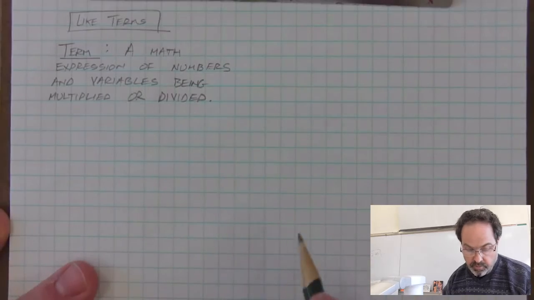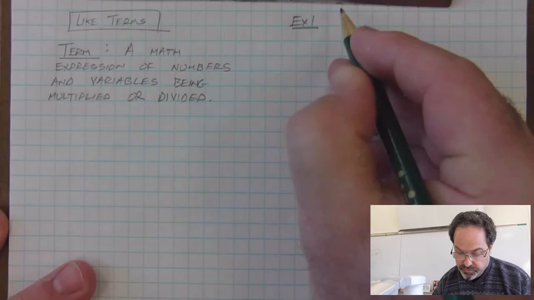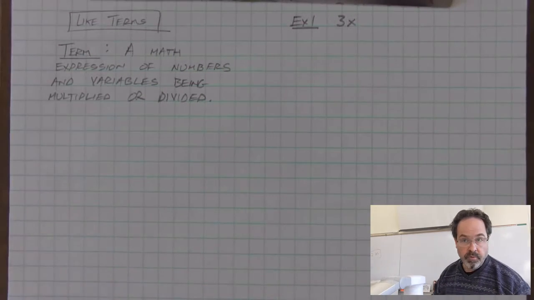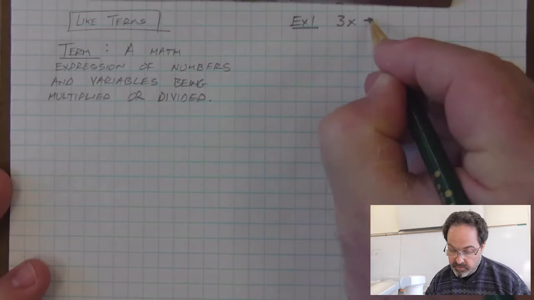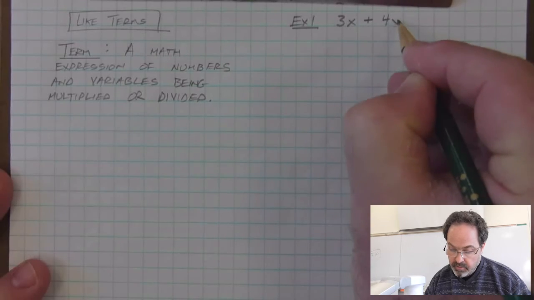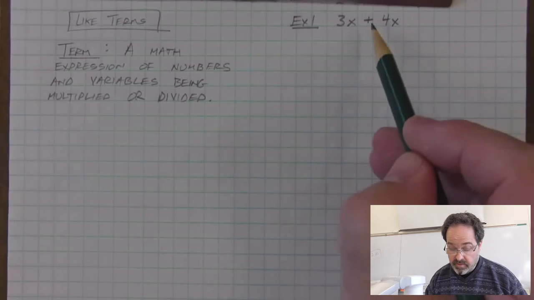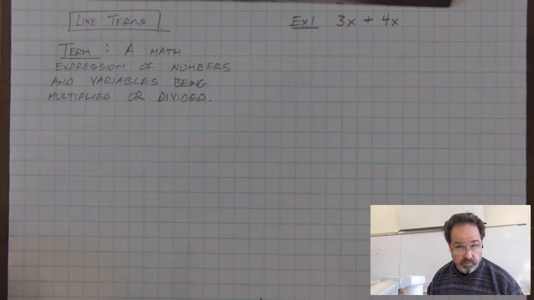So a term is going to be a mathematical expression like 3x. 3x is a term, it's a number and a variable x being multiplied. But if I included addition, then the 3x and the 4x would be different terms. The addition is separating the 3x and the 4x into two separate terms.